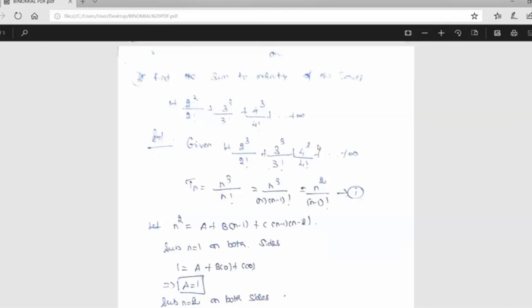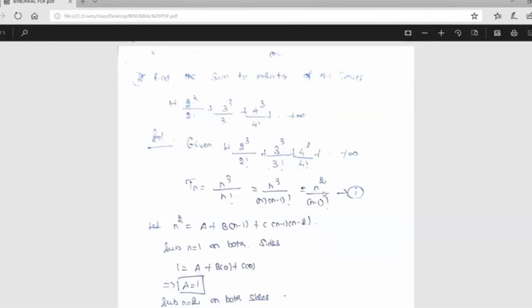To generalize the numerator terms, 1 can be written as 1 cube, 2 can be written as 2 cube, 3 can be written as 3 cube, 4 can be written as 4 cube. So all these things we can write as it is, and then the general term is n cube divided by n factorial, since 1 factorial, 2 factorial, 3 factorial can be written as n factorial.